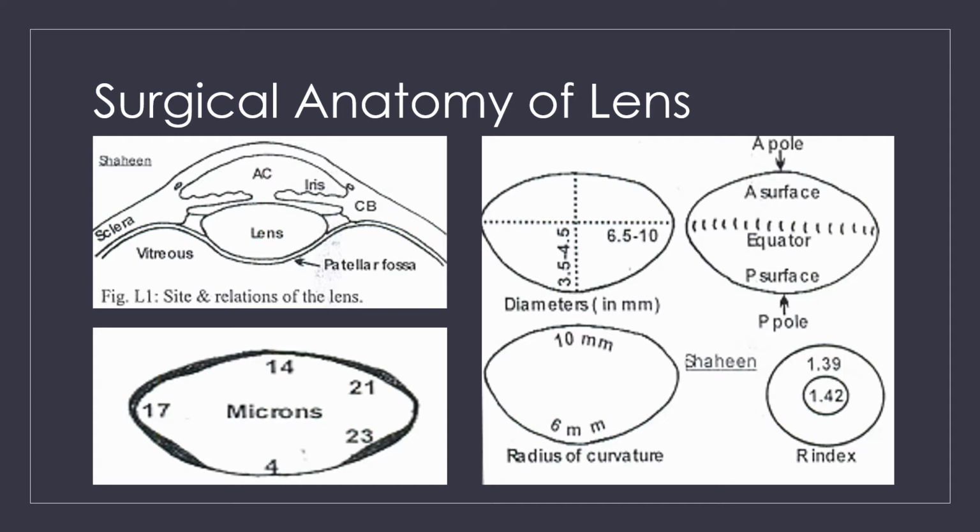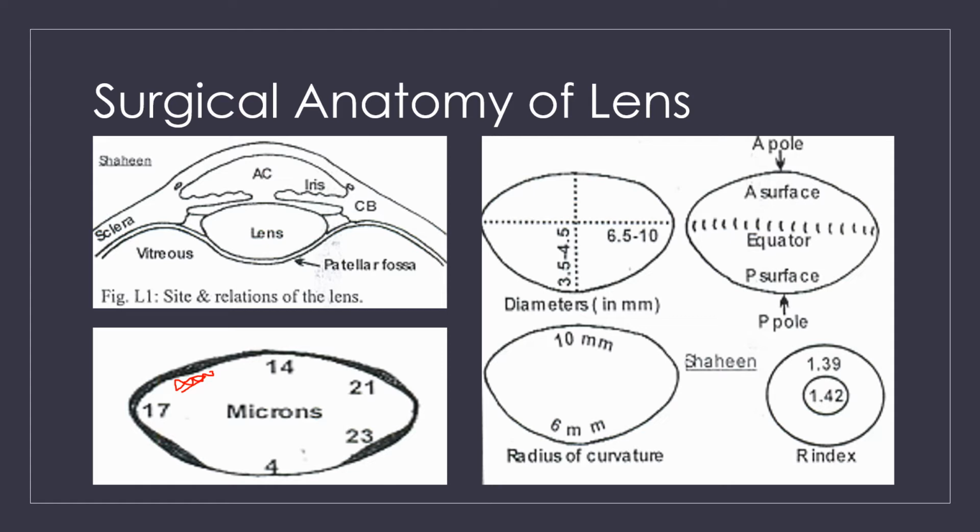This lower picture or diagram shows the various thickenings and the dimensions of lens capsule. Lens capsule is the basement membrane of lens epithelium. Lens epithelium lies underneath the anterior capsule, and this capsule is thinnest at the posterior pole. Here it is 4 microns thick, and it is very delicate here, so the surgeon has to be very careful while aspirating the cortex from the posterior pole.